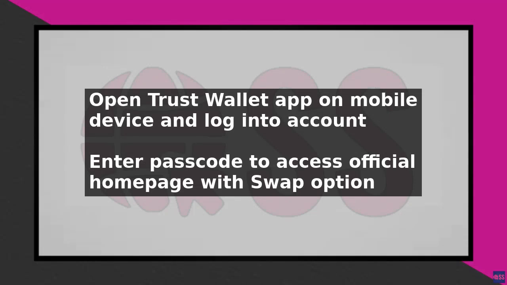To swap cryptocurrencies on your Trust Wallet, start by opening the app on your mobile device and logging into your account. You will be prompted to enter your passcode, which will take you to the official homepage. On the right side of the screen, you'll see the Swap option. Tap on it to proceed.